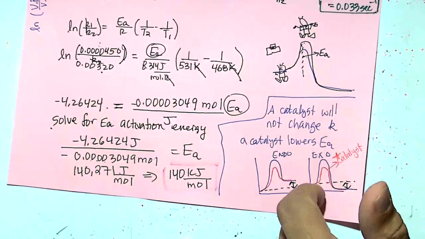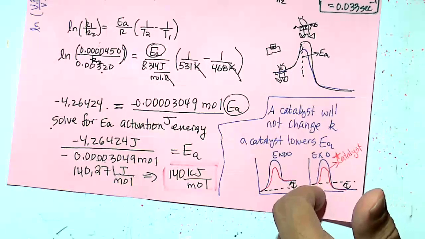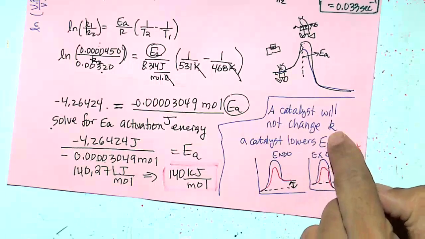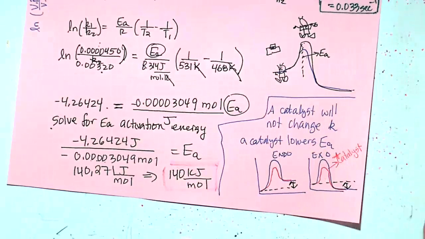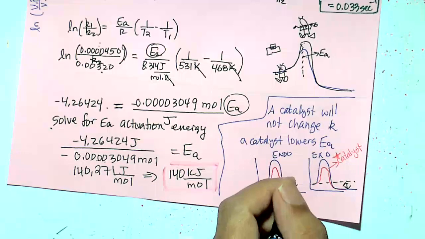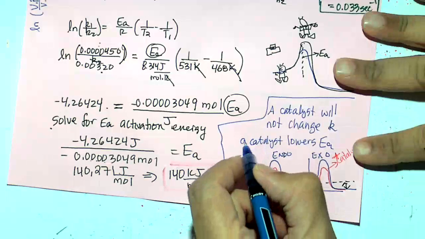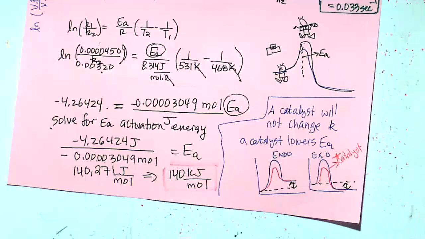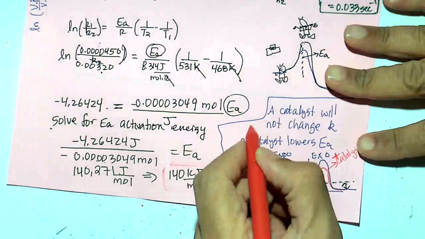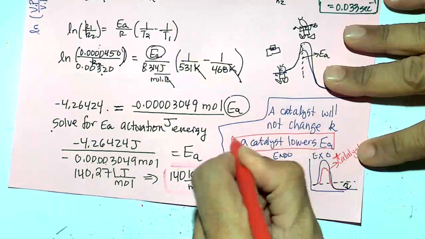So just know a catalyst, will it increase K? The reaction goes faster, so K has to increase, right? No. Okay? The K stays the same when you add a catalyst. This lowercase k rate constant stays the same when you add a catalyst. Then how does a catalyst work? It will lower the activation energy. So that's how the reaction rate goes faster.